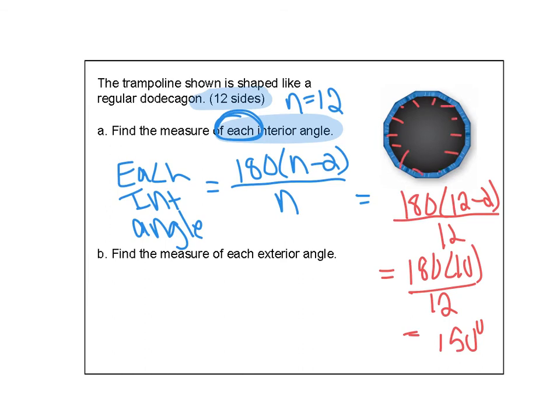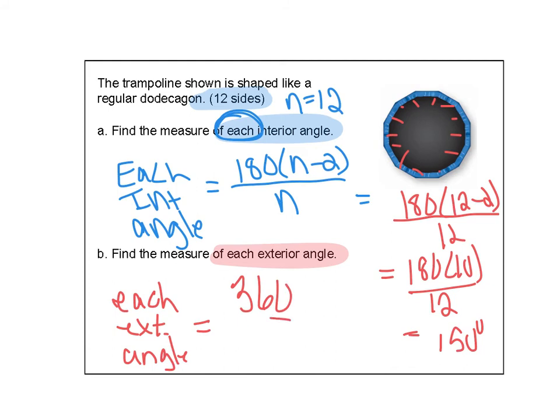On the second one, it's asking about exterior angles. Okay, so now we're talking about the angles on the outside, and so we know that each exterior angle, all of them together always add up to 360, and we're going to divide that by however many angles there are. In this case, since n is 12, we're going to divide by 12. So each exterior angle is going to be 30 degrees, 360 divided by 12.